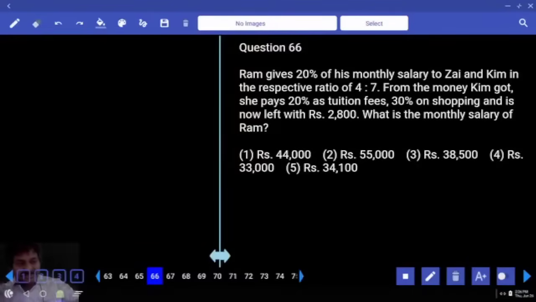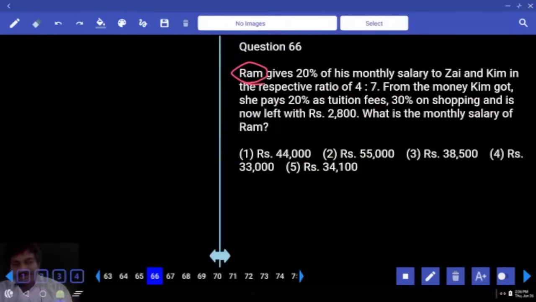Ram gives 20% of his monthly salary to Jai and Kim in the ratio 4:7. From the money Kim got, she pays 20% as tuition fee and 30% on shopping, and is now left with 2,800. What is the monthly salary of Ram?